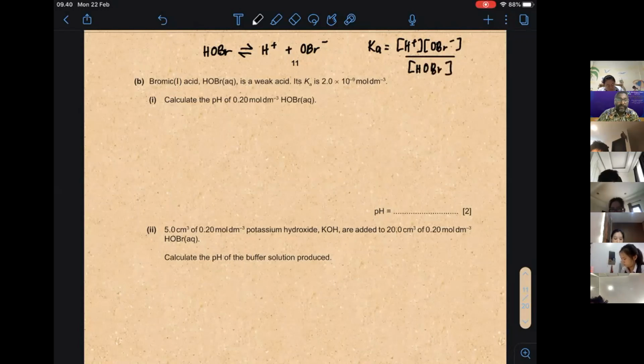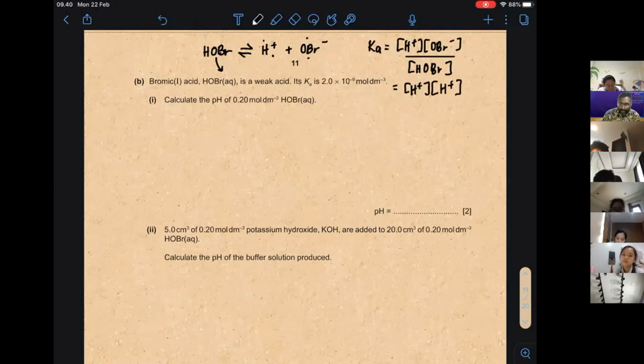There are a few assumptions that are going to be taken. One is, we assume that the amount of moles of HOBr that dissociate is too little, so we take the initial concentration. We also assume the concentration of H plus and OBr minus are the same because the number of moles is 1 to 1. So here I can just write down H plus for OBr minus as well, use the assumption for HOBr, and I have the Ka. So just apply the same formula.